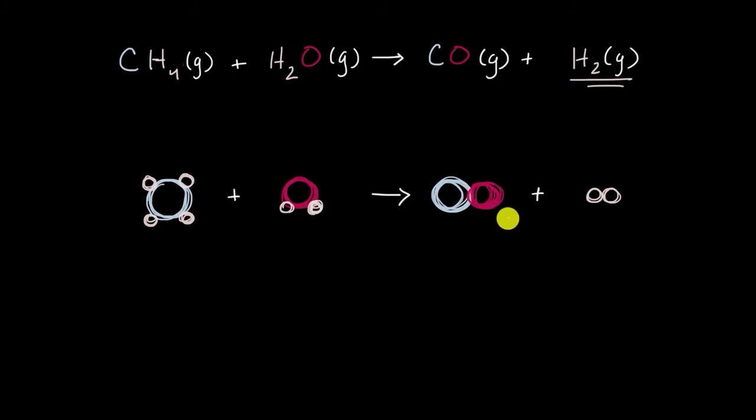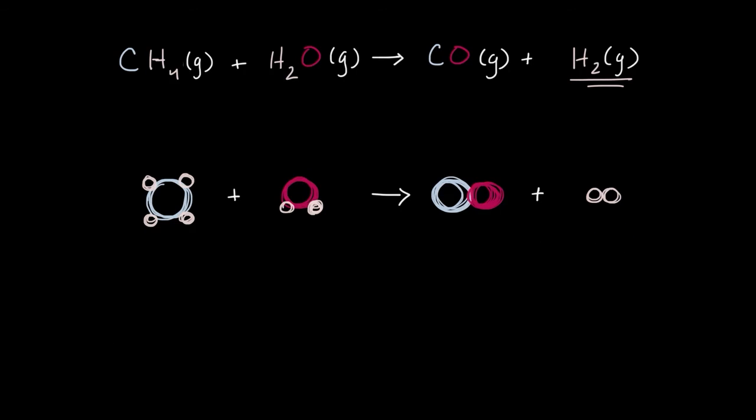Now what about the hydrogens? Well, on the left side of our reaction right over here, we have 4 hydrogens plus another 2, or 6 hydrogens. You can also count them here: 1, 2, 3, 4, 5, 6 hydrogens. Well, on the right-hand side, we only have 2 hydrogens, and they're in 1 hydrogen molecule. So what happened to the other 4 hydrogens? They can't just disappear. We have to have conservation of mass. So we need to have another 4 hydrogens on the right-hand side of this equation.